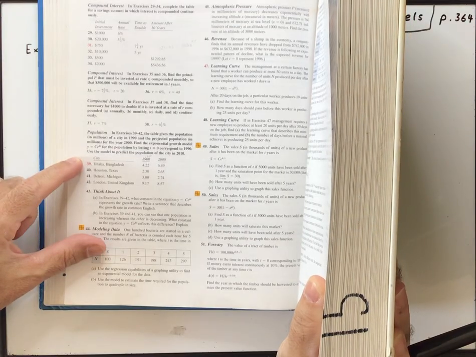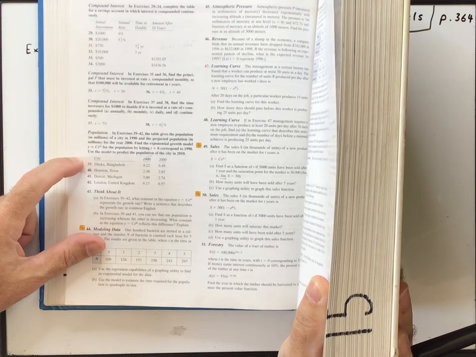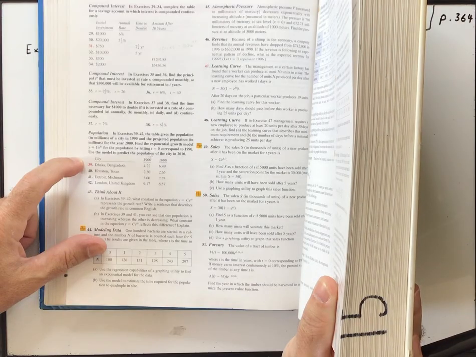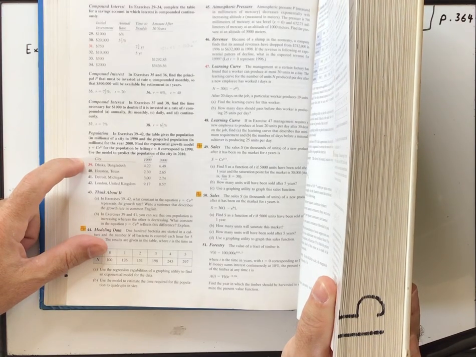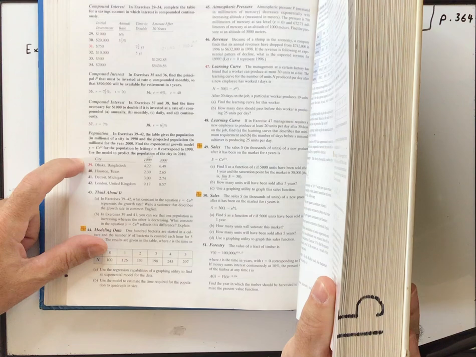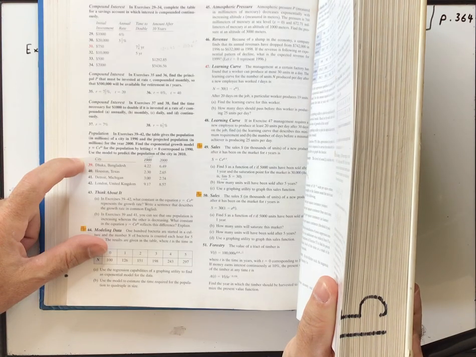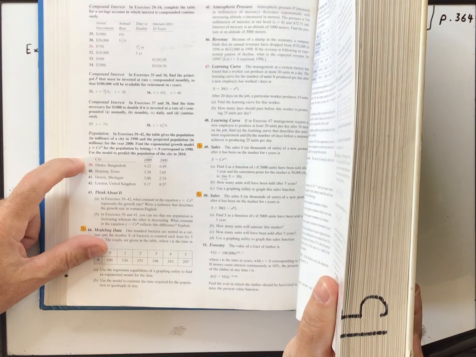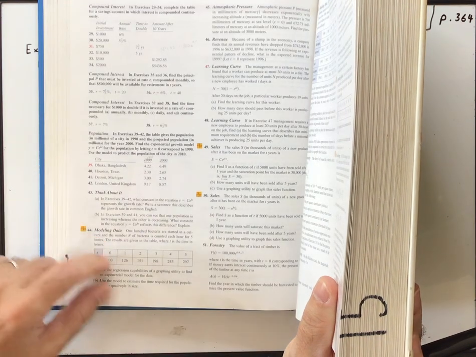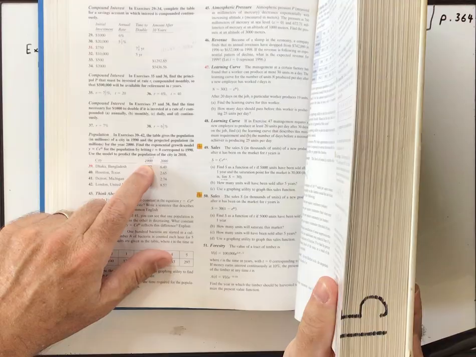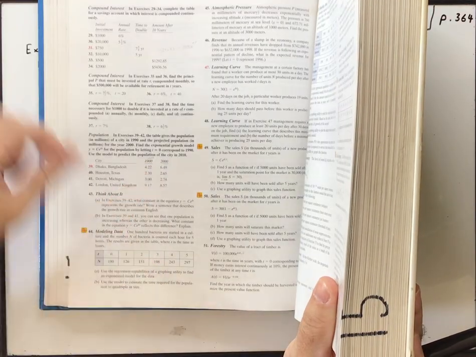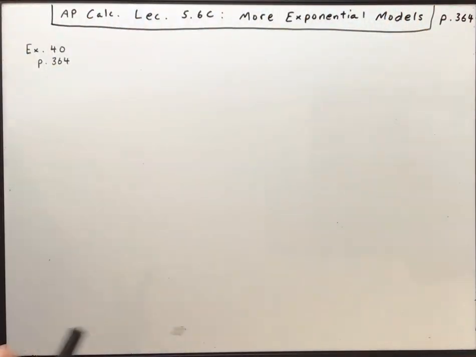It says in exercises 39 through 42, the table gives the population in millions of a city in 1990 and the projected population in the year 2000. Find the exponential growth model y equals Ce^(kt) for the population by letting t equal 0 correspond to 1990, and use the model to predict the population of the city in 2010. They have a typo there: 1900 should be 1990. So we're going to do Houston, Texas, example 40.